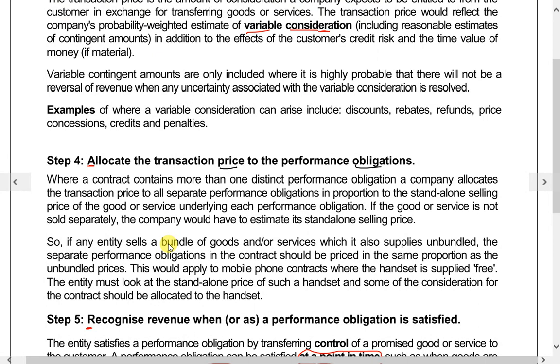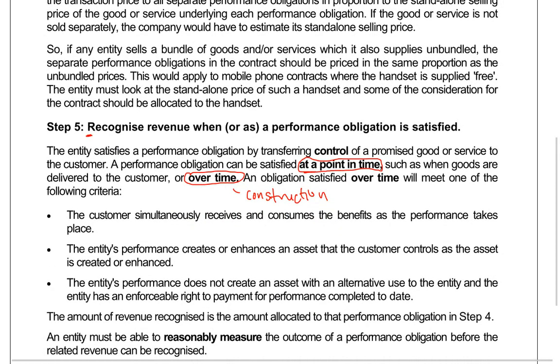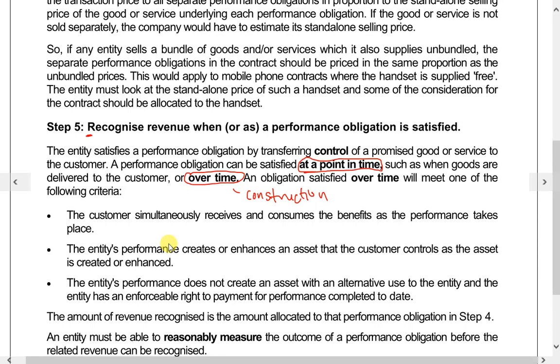Allocation should be based on the standalone price. Okay, if they were to be sold separately, let's say 500, 600 and 400, then the price will be allocated based on this 60-40. And recognition will be at a point in time, or it can be recognized over time.